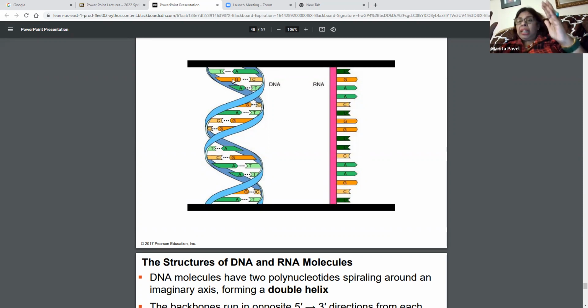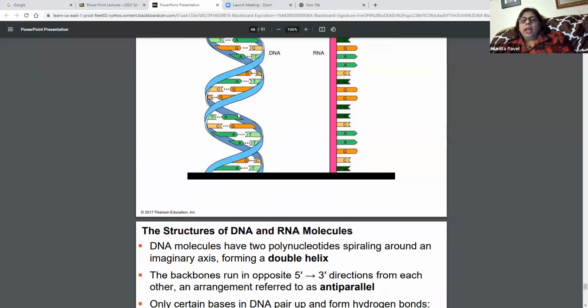The skeleton, or the backbone, of the DNA strand is made up of alternating units of sugars and phosphates. And the base, which is the third part of the nucleotide, would be the rungs of the ladder, the nitrogenous bases. So you would have sugar, phosphate, base, sugar, phosphate, base, and that forms the DNA helix.